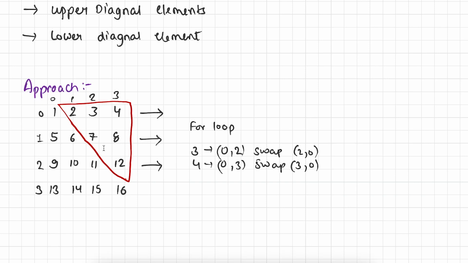Okay, and for each row we have to run a loop for each column, right? So for example, in case of 3, the location of 3 is 0, 2. It gets swapped with 2, 0. And in case of 4, the location is 0, 3. It gets swapped with 3, 0.